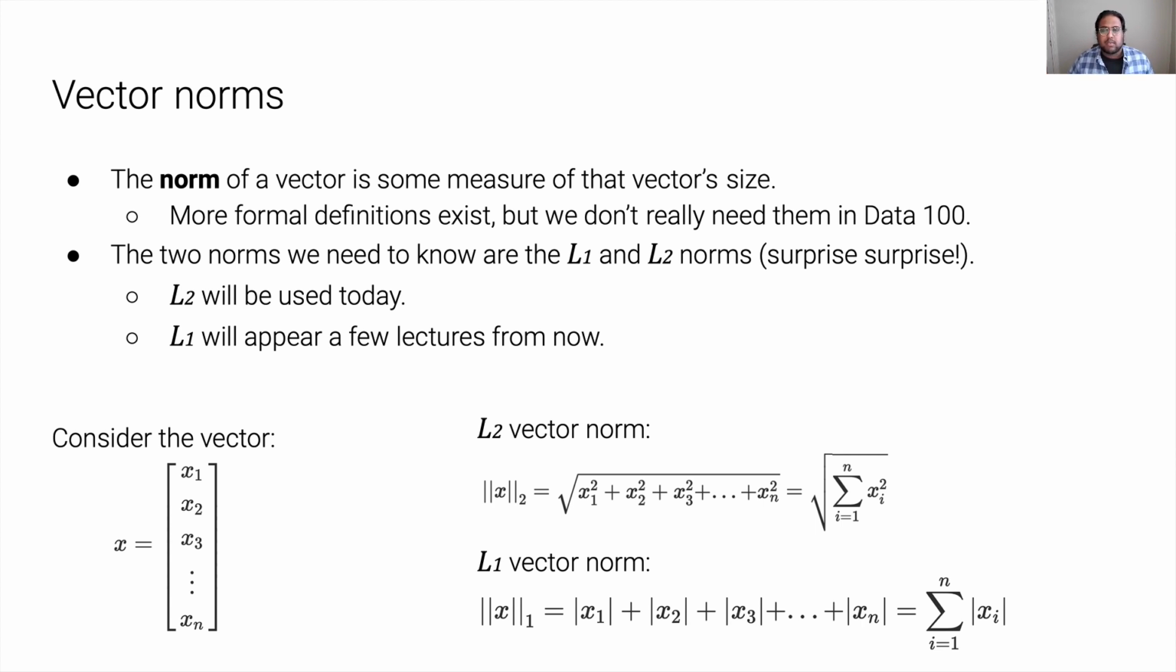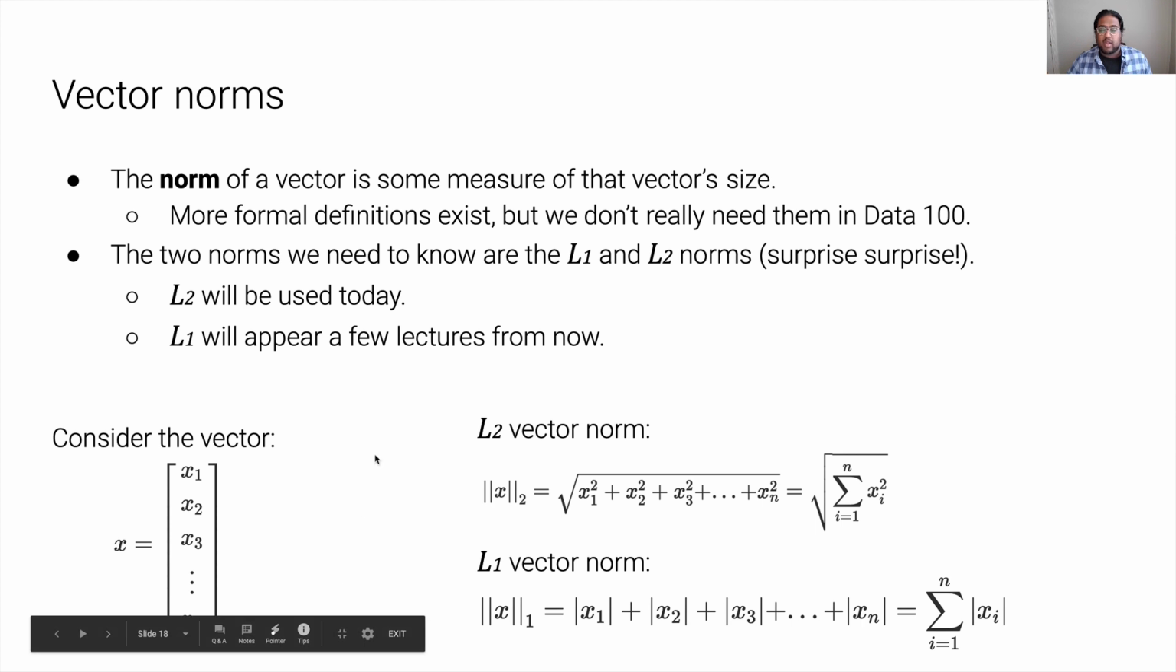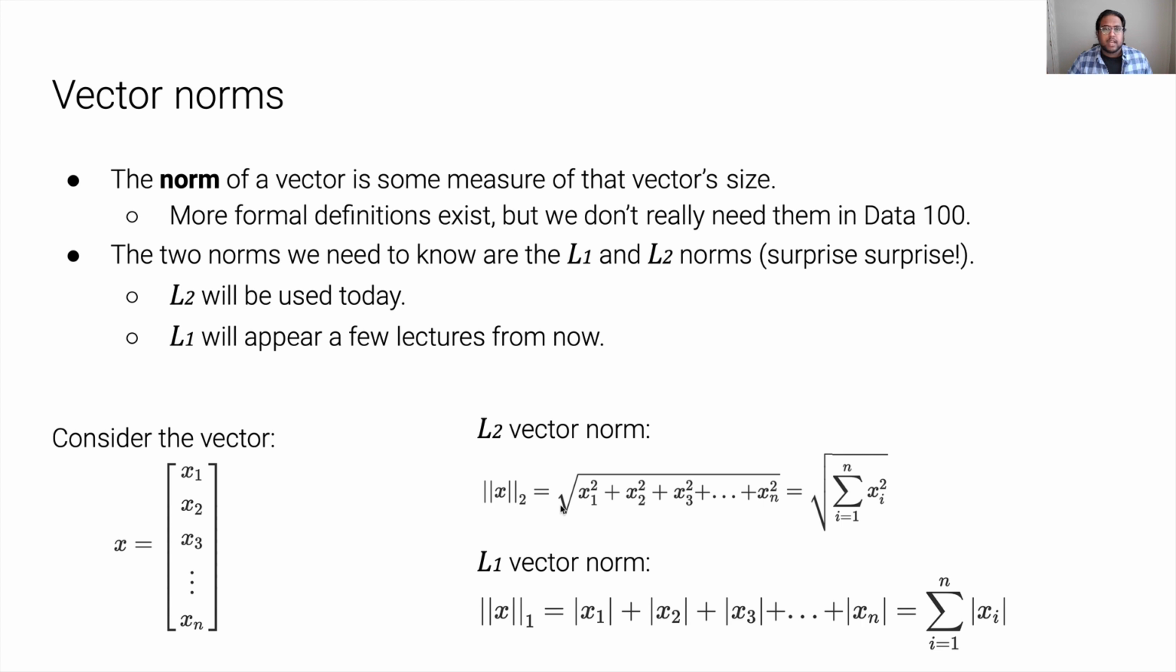There are 2 vector norms that we will study in Data 100, and they're called the L1 and L2 vector norms, and so these names should sound familiar to you. L2 will be the norm that we use today, but the L1 norm will appear in a few lectures from now. But let's take a look at the definitions of both. So let's suppose our vector x has n elements, x1, x2, x3, and so on through xn. We define the L2 vector norm as being the square root of the sum of the squares of the elements in x. So it's the square root of x1 squared plus x2 squared, and so on through xn squared.